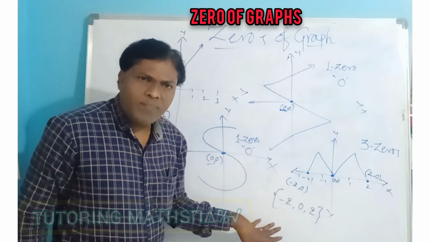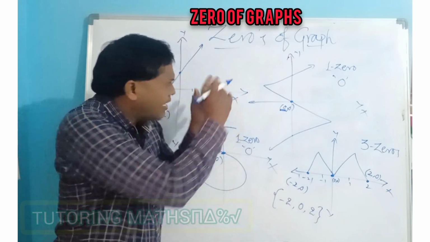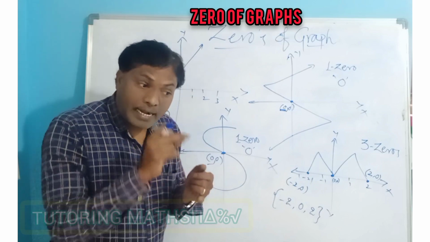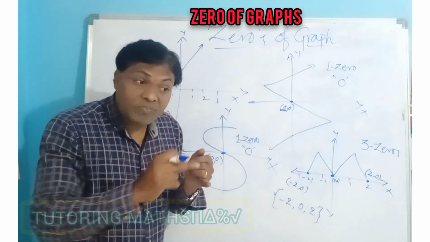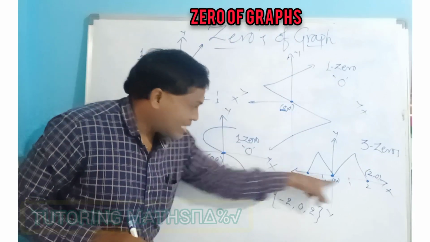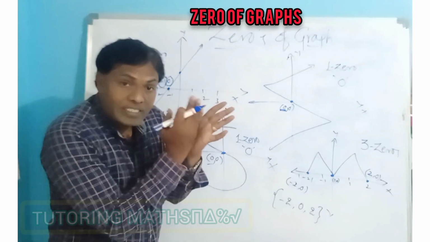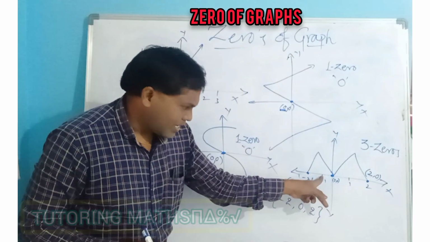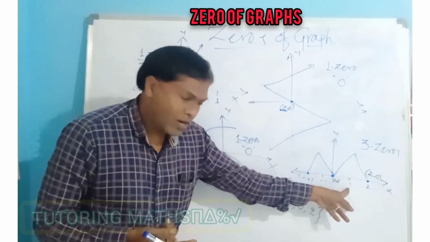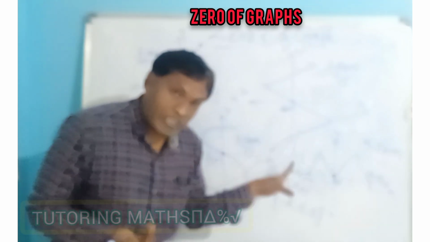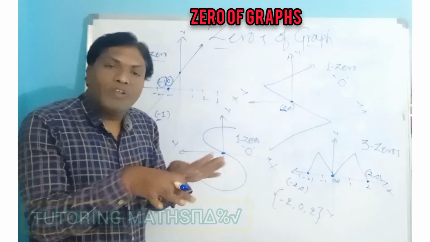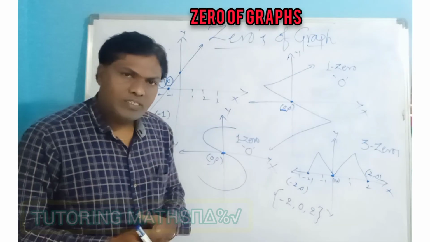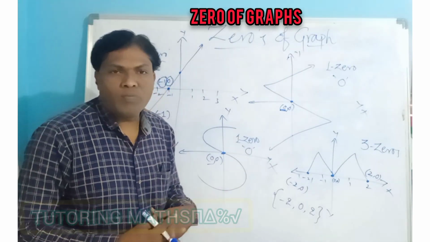In the same manner, if you get any graphs like this, first of all, identify the graph and check where the graph is intersecting x-axis, and at which point it is intersecting. At minus 2 or at minus 1 or 0, 0 or at 1 or at plus 2. You check, and that particular value will become the zero of the graph. So like this, you can understand the remaining problems also.